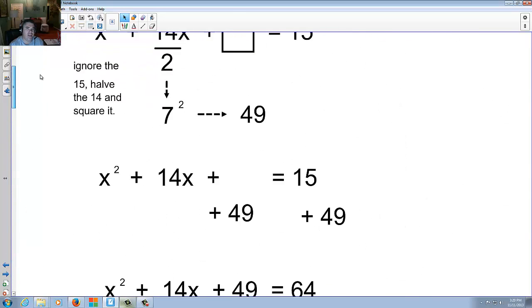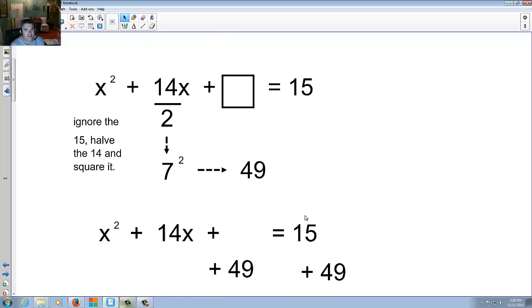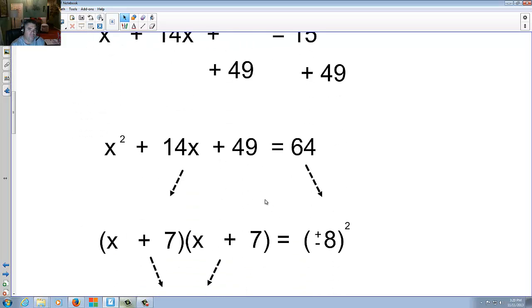Again, a very quick recap of how I did that. You start here, you do not move this over. That's going to be hard for some, because a couple lessons ago I taught you to move everything over. Now we're going to ignore that piece on the other side of the equal sign. Just take half and square it. Half of 14 is 7, square of 7 is 49, add 49, add 49. That gets you your start.